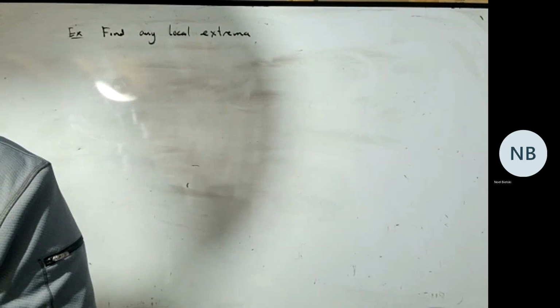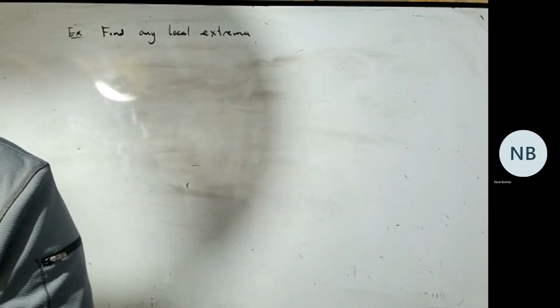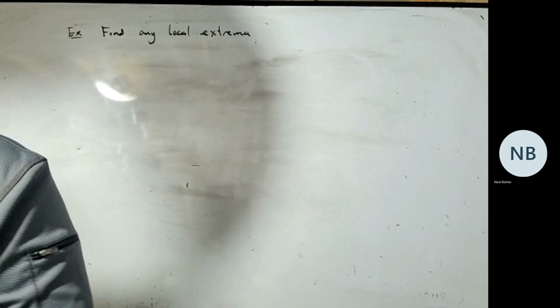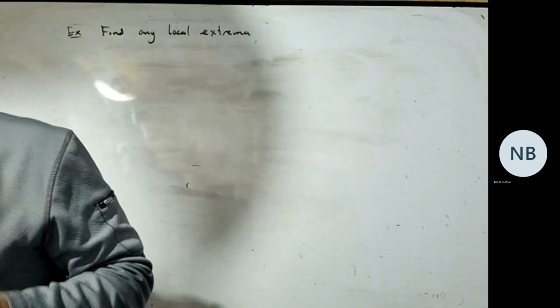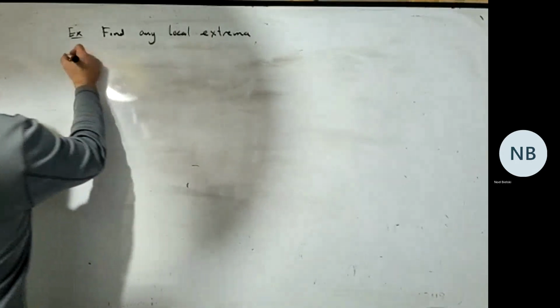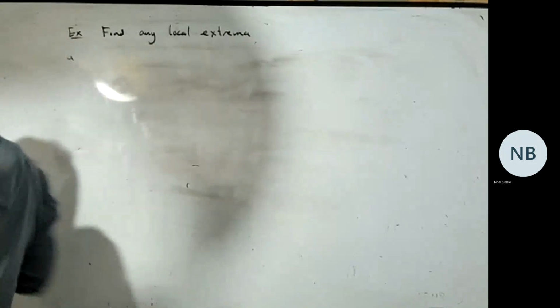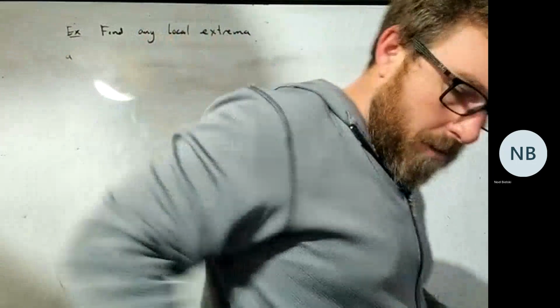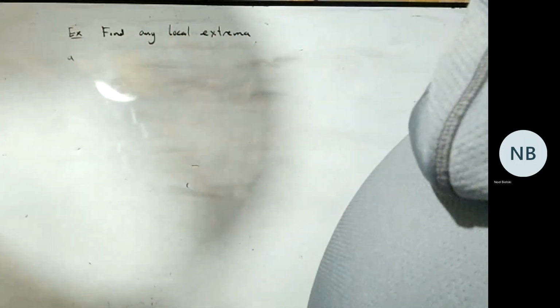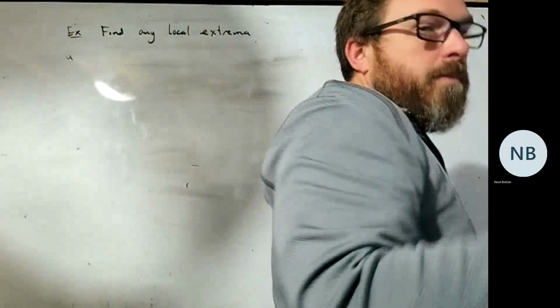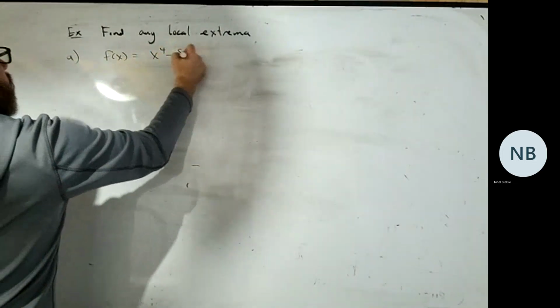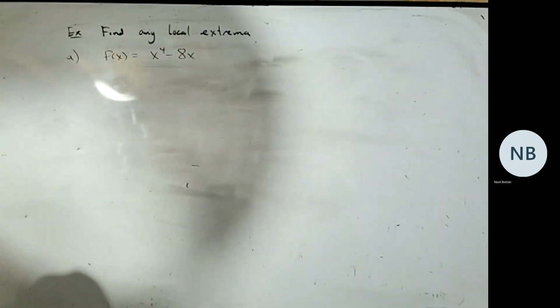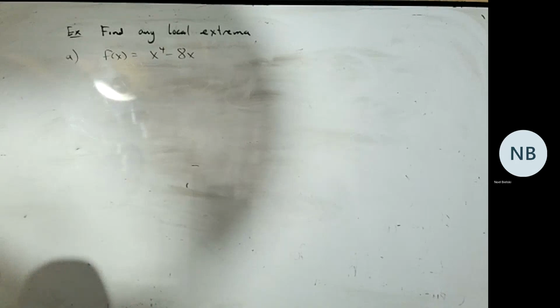So let's start straightforward. Let's start with a polynomial, so that's a little bit easier. So let's just do this one here, A. F of x is going to be x to the fourth minus 8x squared plus 16.